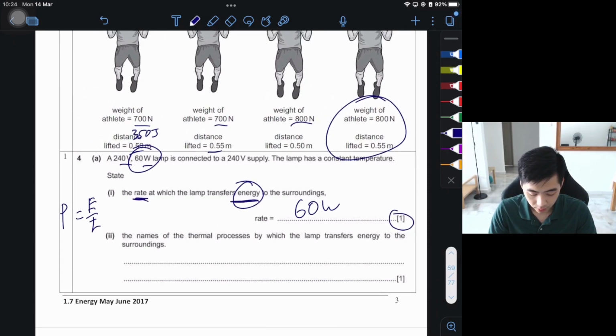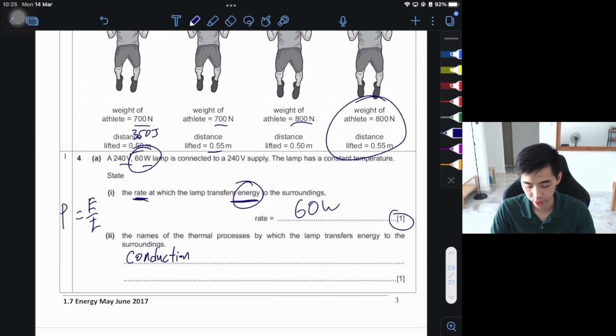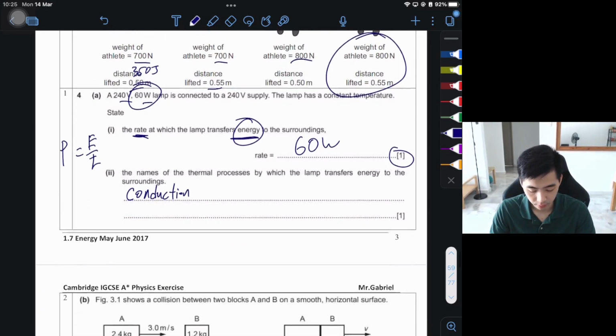Name the thermal process by which the lamp transfers energy to the surrounding. I don't know, it could be conduction, it could be convection, it could also be radiation. It doesn't really matter.